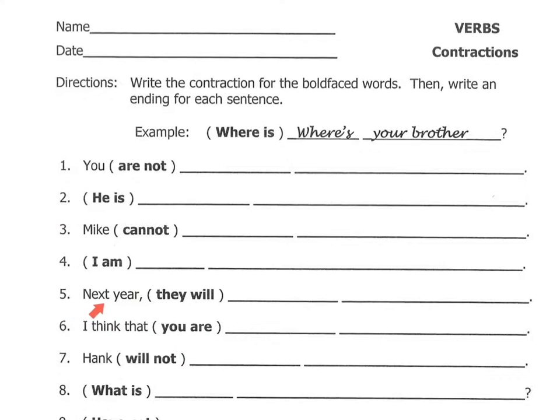Number 5. Next year, they'll attend a rodeo. Number 6. I think that you're a good skater. Number 7. Hank won't be staying long.